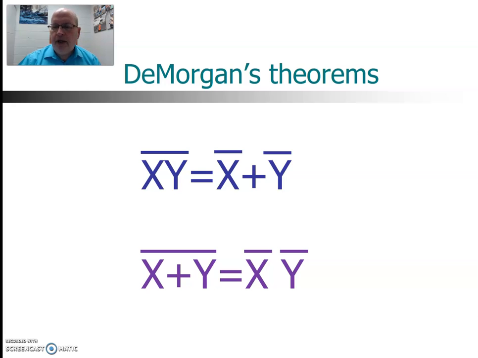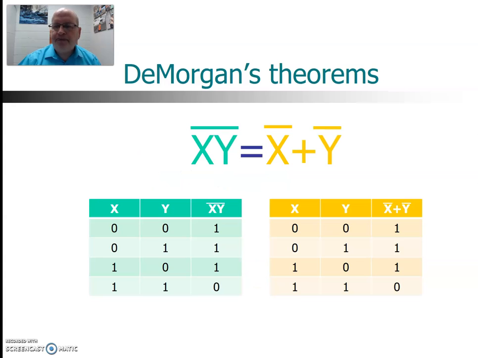Well, with any Boolean expression, we can prove they're equal by proving that the truth tables are the same for both expressions. So looking at the first variation of DeMorgan's theorem, we have not x times y. The truth table for that would be 1, 1, 1, 0. And if we have the equivalent there, not x plus not y, the truth table for that would be 1, 1, 1, 0. And I invite you to pause the video here and work out the truth tables for yourself to convince yourself that these two expressions are in fact equal.